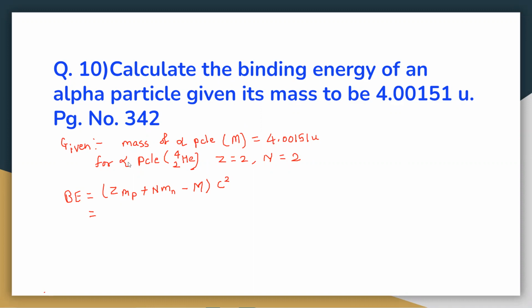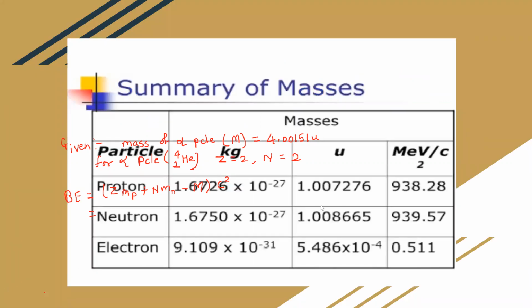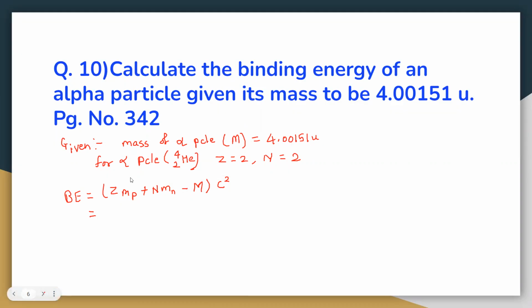And as here it is mentioned alpha particle, it is nothing but helium, 2He4. So its proton number Z is 2 and neutron number N is 2. So we have M, the value of Z, the value of capital N, and the mass of proton and neutron also. So now we'll substitute and try to get the answer.